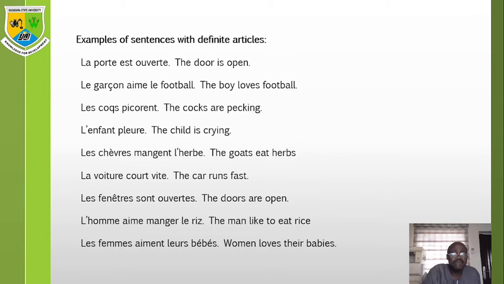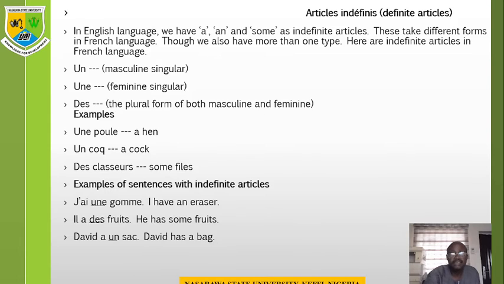Les fenêtres sont ouvertes. The windows are open. L'homme aime manger le riz. The man likes to eat rice. Les femmes aiment leur bébé. Women love their babies. Look at how I pronounce it. Les femmes aiment leur bébé. Women love their babies.